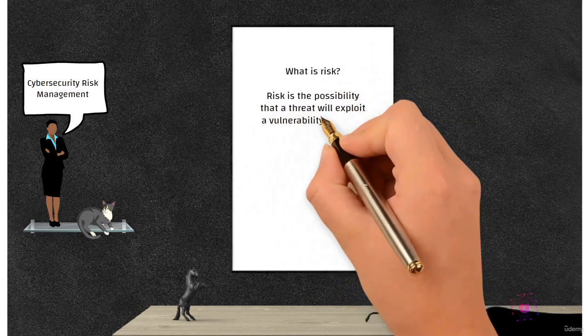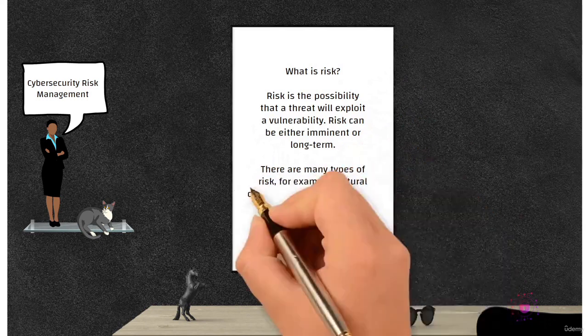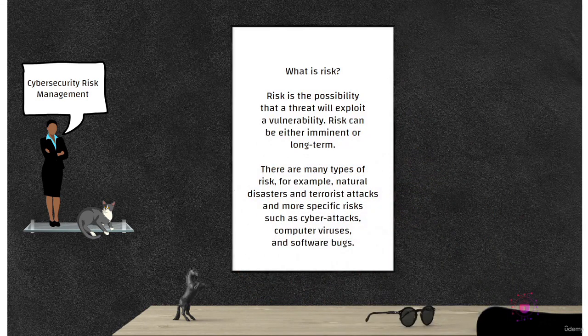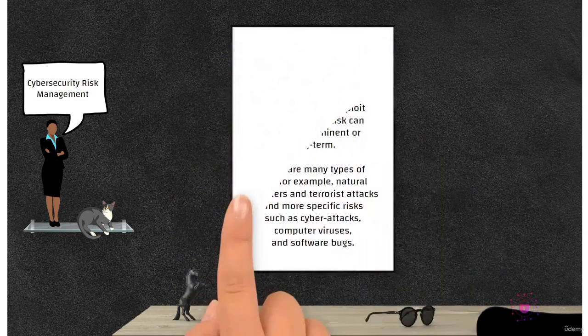What is risk? Risk is the possibility that a threat will exploit a vulnerability. Risk can be either imminent or long-term. There are many types of risk, for example, natural disasters and terrorist attacks, and more specific risks such as cyber attacks, computer viruses, and software bugs.